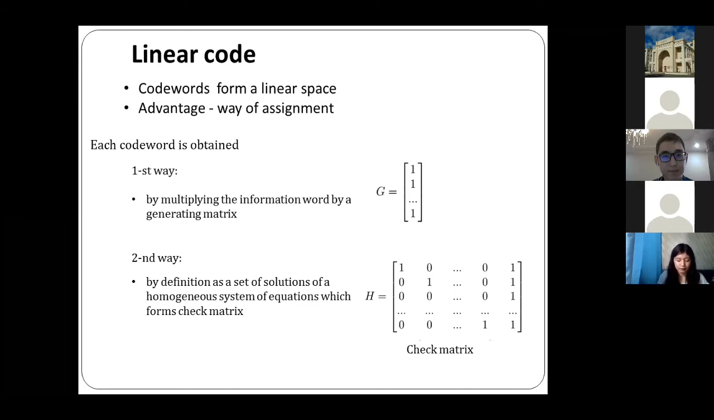And there is also a second way to define a linear code, to detect and correct errors in the code. This way of setting consists in specifying a check matrix. Elements of each row of the check matrix are the coefficients of a linear equation. Then the code words are the set of solutions to a homogeneous system of linear equations, which forms the check matrix. The check matrix allows you, again, to detect and correct errors that occur in code words after they are transmitted over the channel.